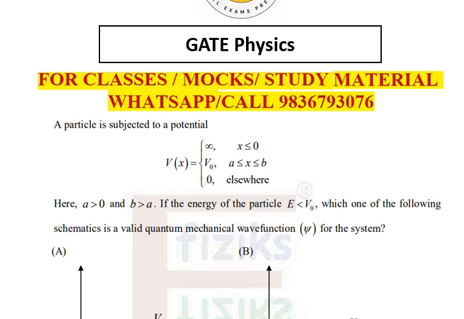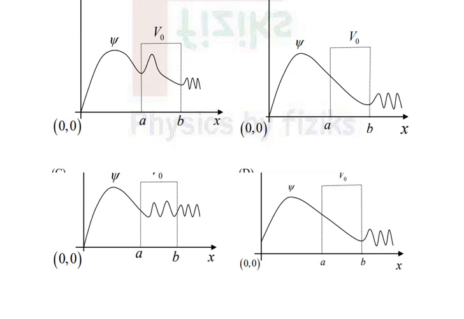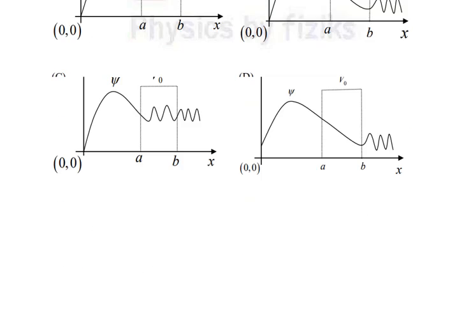If the energy of the particle E is less than V0, which one of the following schematics is a valid quantum mechanical wave function phi for the system? Right, we need to find which plot or which graph is correct for our given statement.